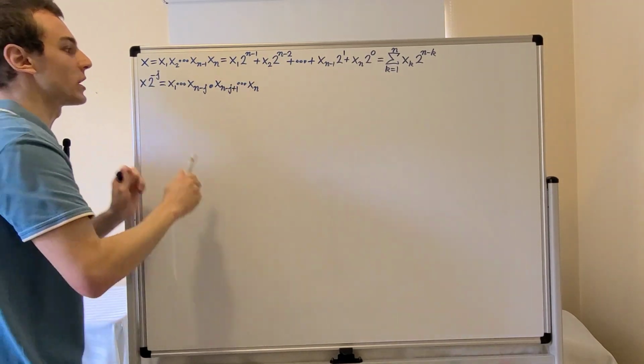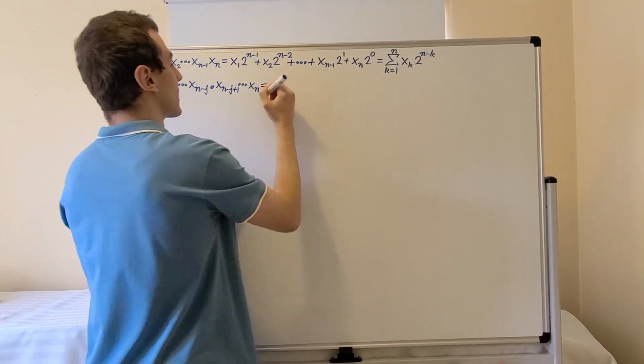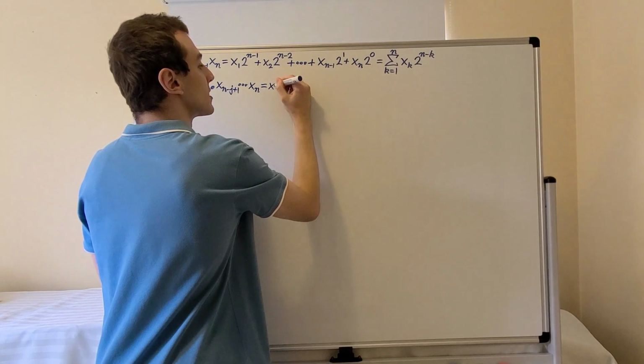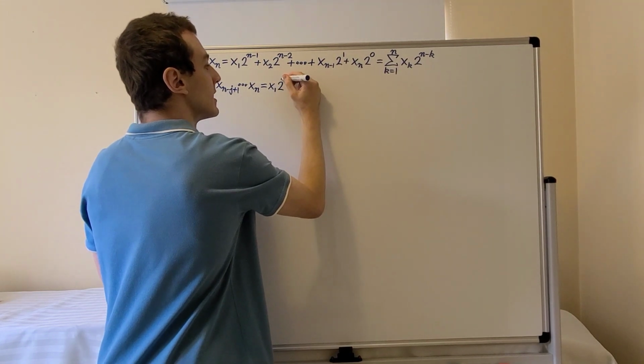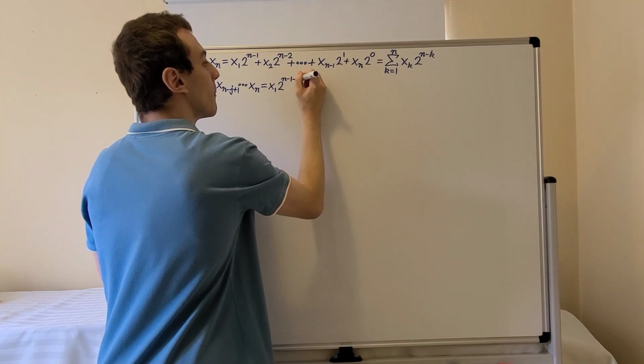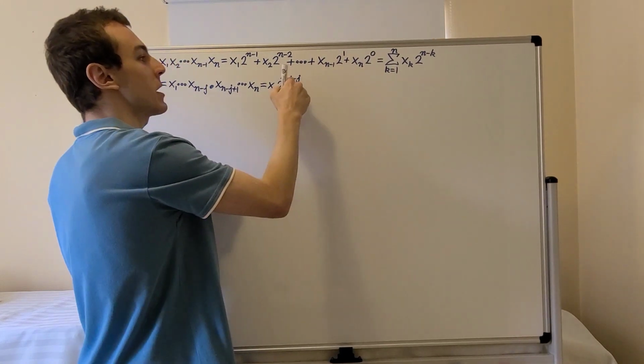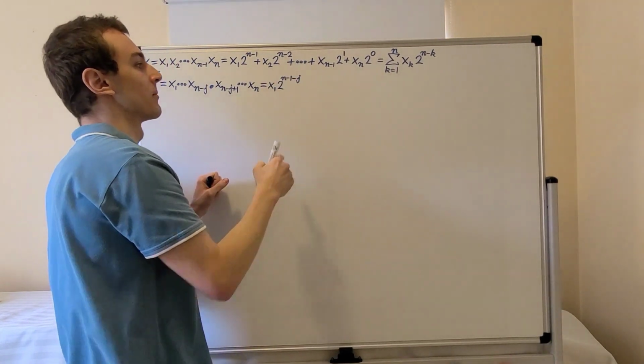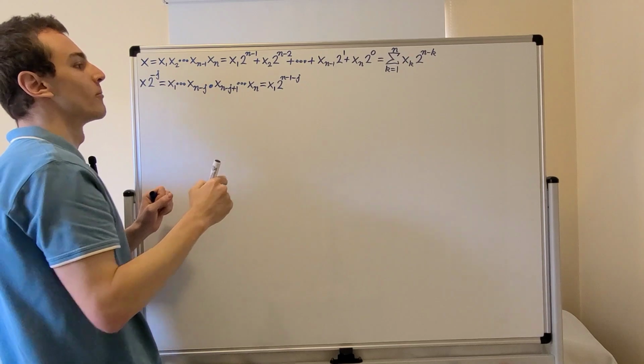So let's write this out more explicitly. What is this going to look like? This first term is going to be x1 times 2 to the n minus 1 minus j. So we're just subtracting j from this exponent. That is just an exponential law.